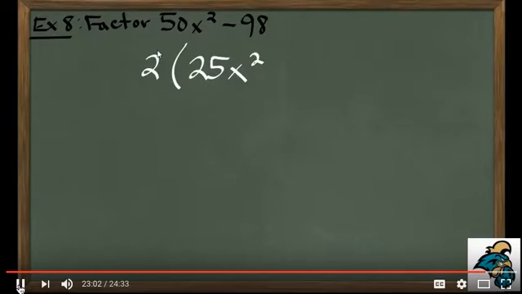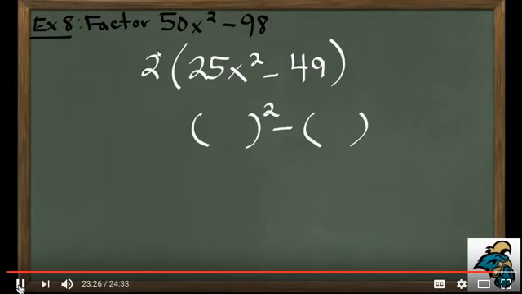Let me get my cursor back. Here we go. And that leaves me with 25x squared minus 98 divided by 2 is 49. So now I have to look at this quantity here in parentheses and see if I can factor that further. Well, good candidate for a difference of squares because we still have two terms. So the question is, can I write 25x squared as something being squared? And can I write the 49 as something being squared? Well, the 49 is easy. 7 squared gives us 49.